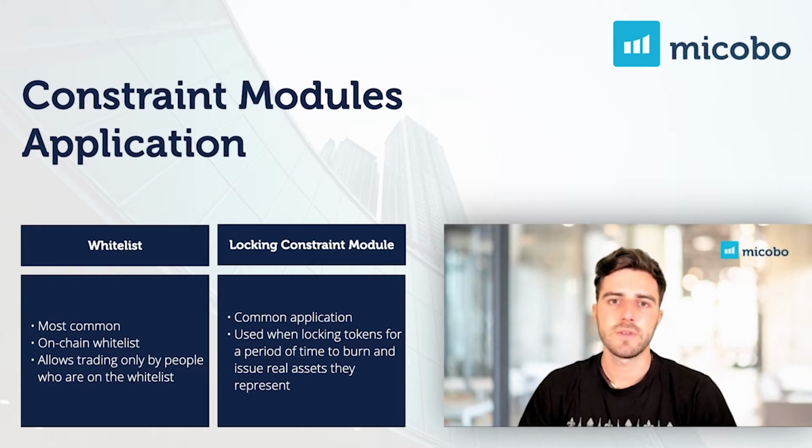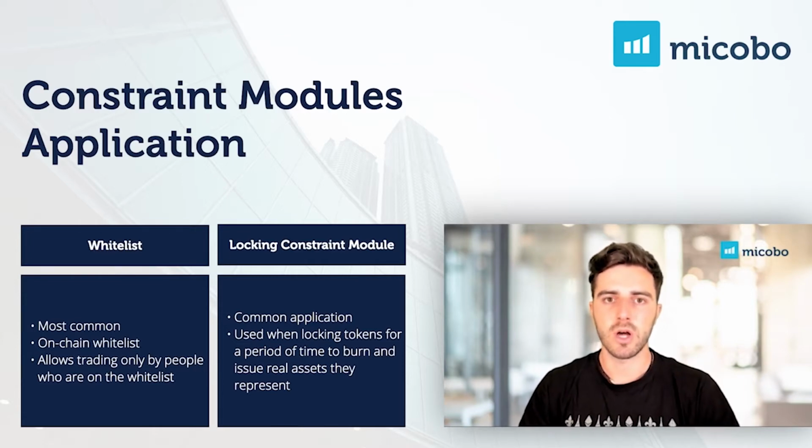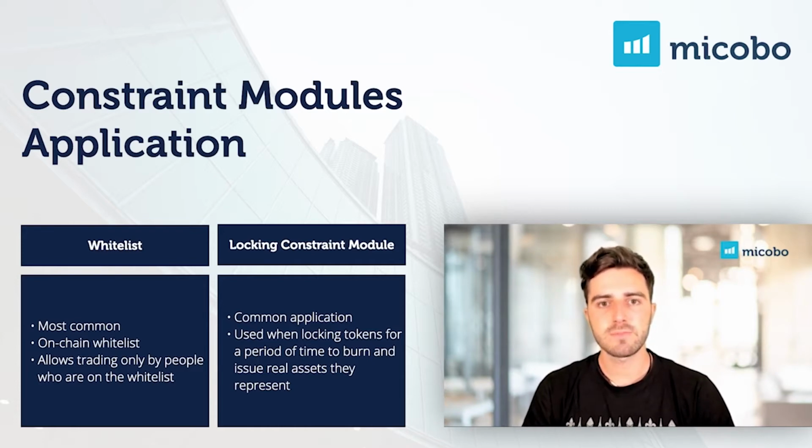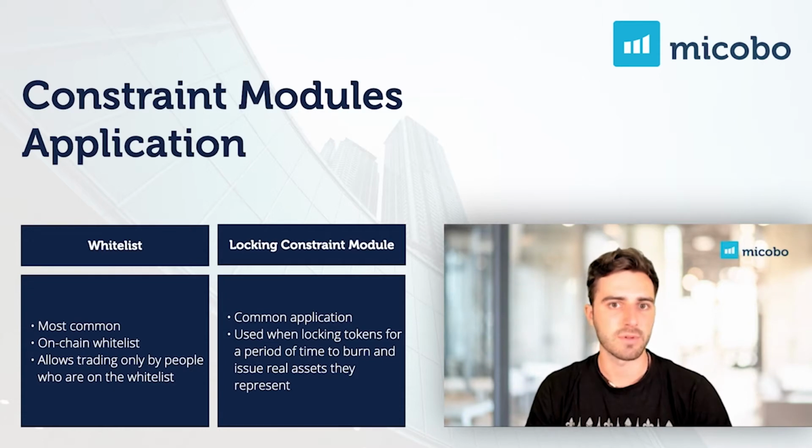Another common application is the use of a locking constraint module. For example, we've used it when we wanted to lock tokens for a period of time to later burn them and issue the real shares that the token represents to the user. For this process, because it takes a little longer, we are able to lock the tokens so that they cannot be transferred, for example, for 1 week.